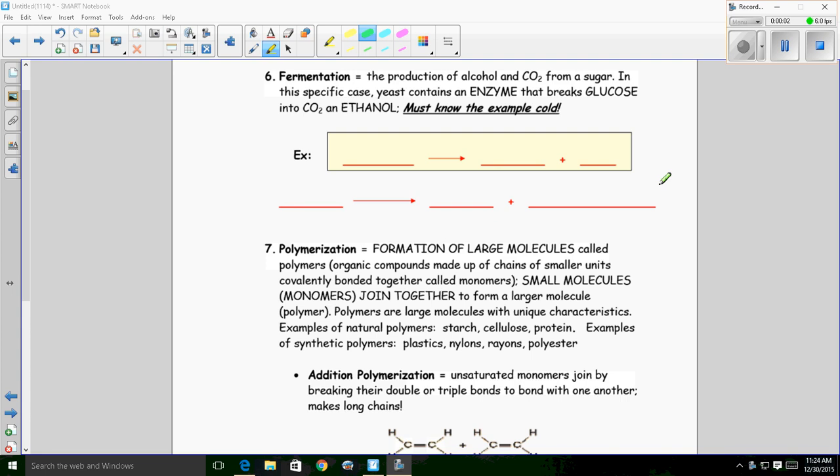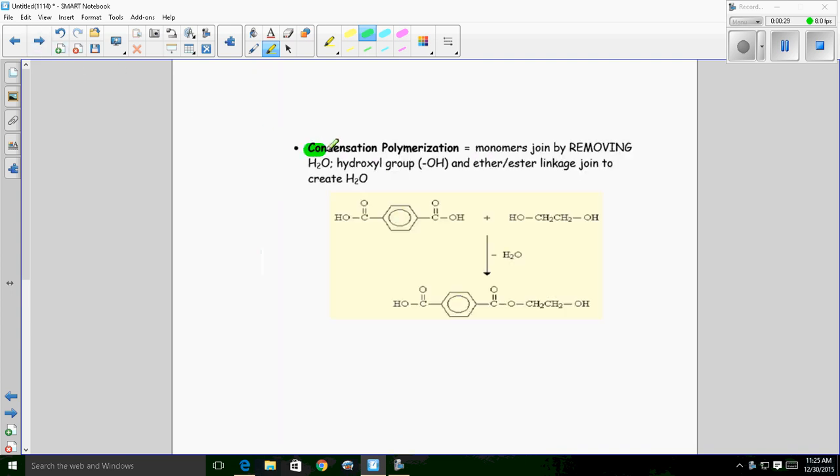For this vodcast, please have note pages 24 and 25 in front of you. This is the end of our organic reactions vodcasts. We're going to take a look at two organic reactions: fermentation and polymerization, and there's two branches that come off of polymerization, the addition polymerization, and what's located on the next page, called condensation polymerization.